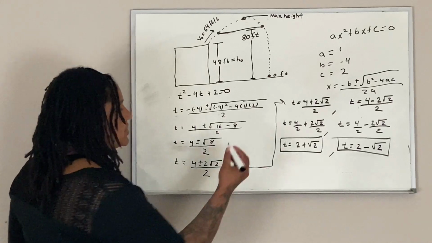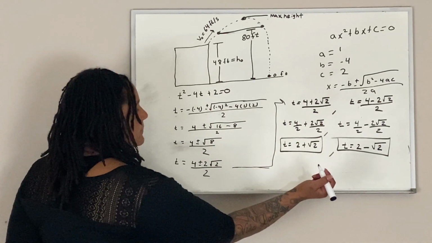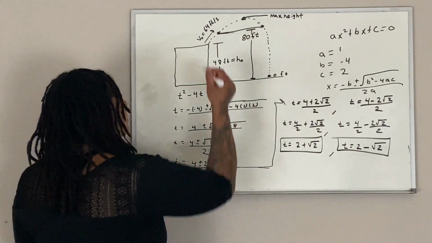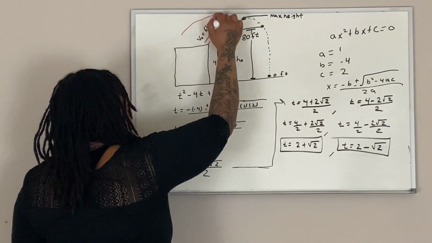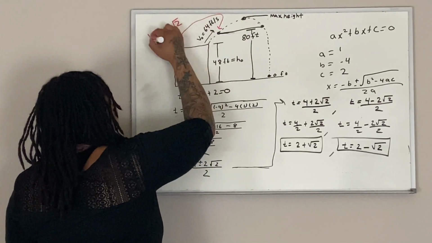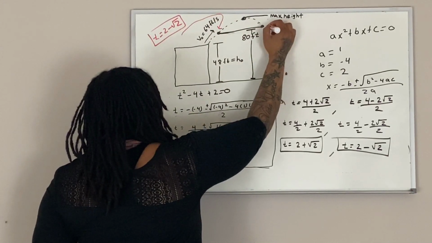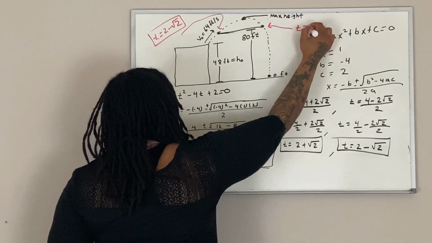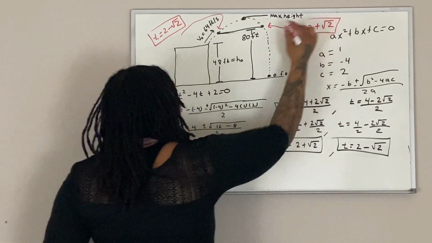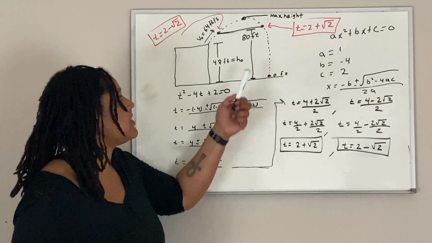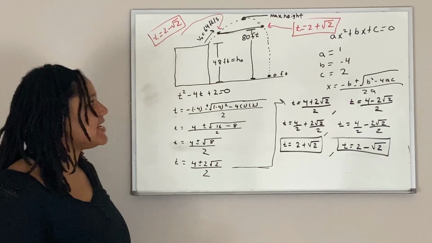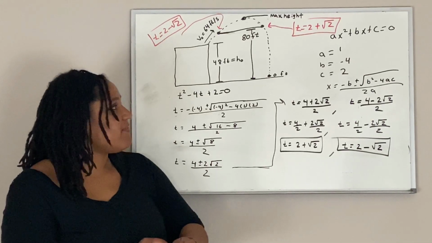So it reaches 80 feet at t equals 2 minus root 2 here, and at this location t is equal to 2 plus root 2. And that makes sense because in the previous problem it said that it reached its maximum height at 2 seconds. Okay, so that is how you solve that.